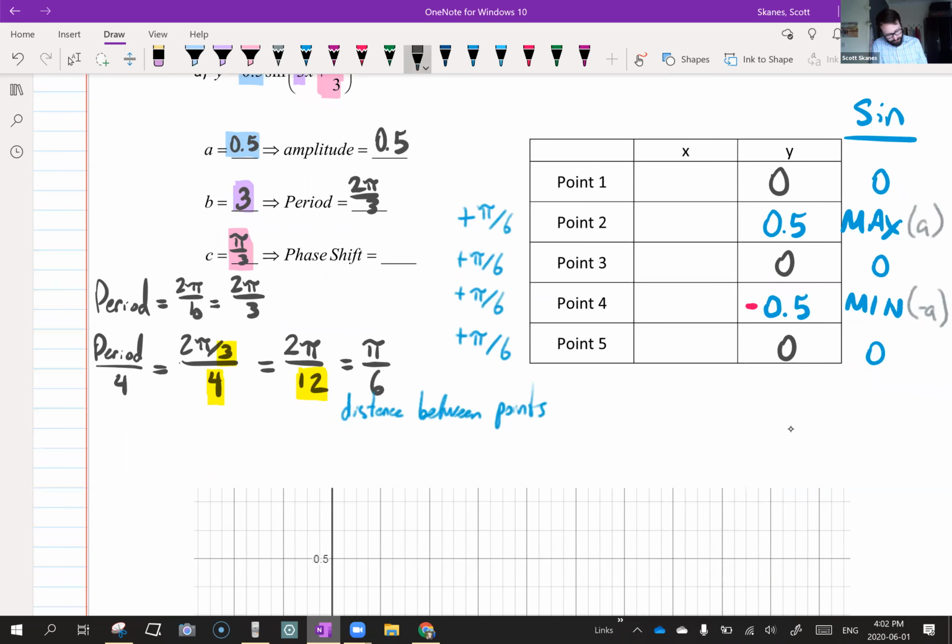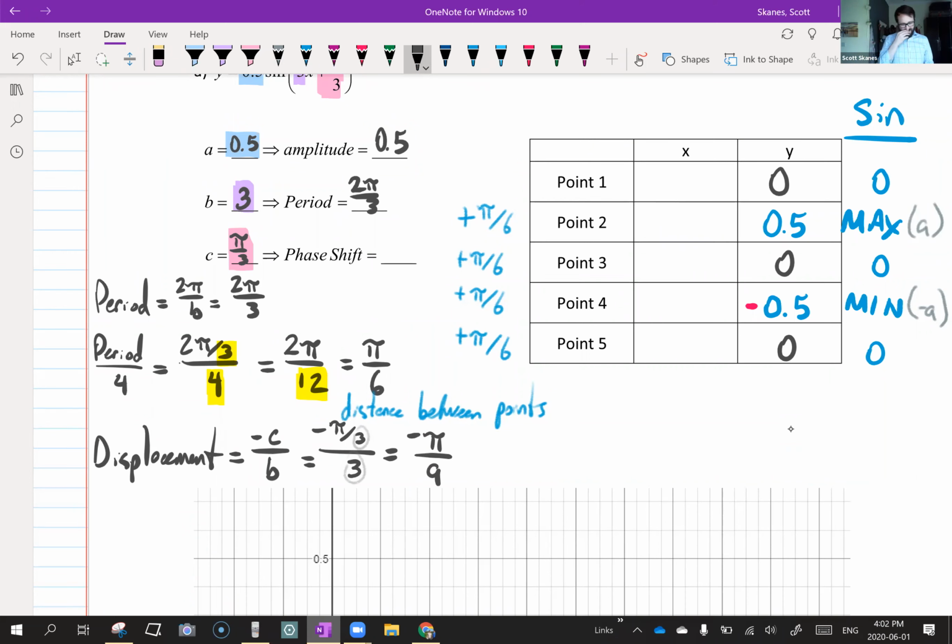Finally, we need the displacement or the phase shift. What is the displacement? Well, it's negative c over b. Do we have c? Yes, we do. It's pi over 3. So negative pi over 3. B is 3. We'll do the same trick. Take the two bottom numbers, 3 and 3. Multiply 3 by 3, you get 9. So it's negative pi over 9. That is actually what we needed. That will go right in our table as our first value.